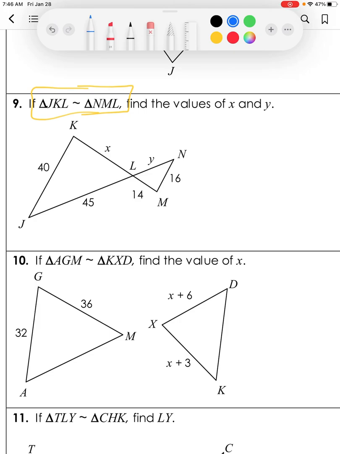Okay, we're going to find the values of x and y. Let's start with x first. So x is right here. That is KL, and KL is going to match up with ML. Okay, let me write my first fraction. So x matched up with 14.